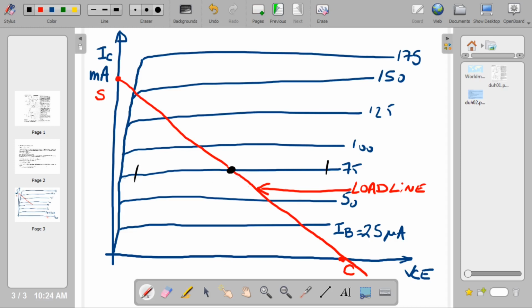And what you do then, that gives you your IC and your VCE. So this is the IQ. Okay, and that's your VCE here. Okay, so this is the quiescent point. It's also known as the DC bias point.